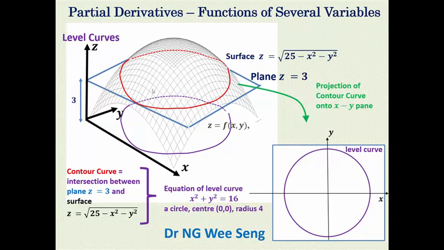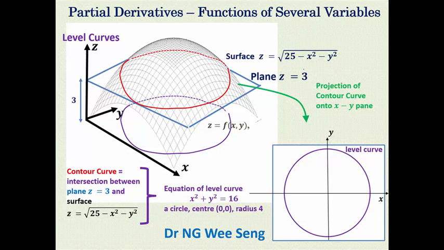We consider a numerical example. Suppose the surface is given by this equation, and we are taking z to be equal to 3. Our job is to find the equation of the corresponding level curve. The level curve is on the xy plane, so it should be an equation involving x and y only. So our job is to eliminate z from these two equations.